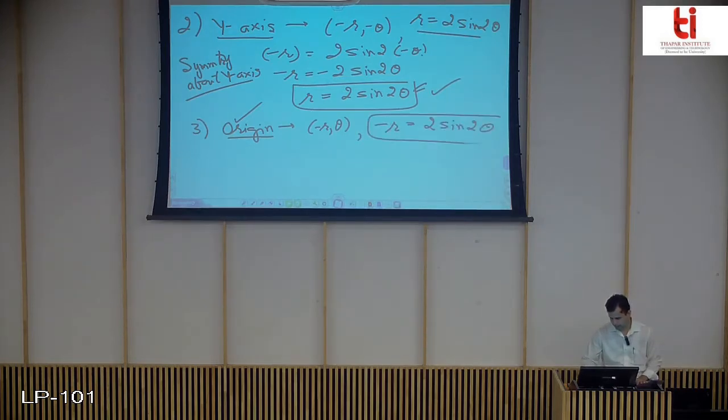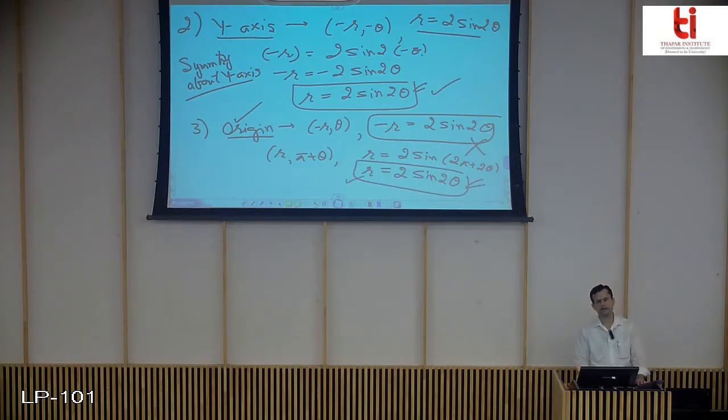For this point, you can see it is not symmetrical, and for the other point, you have r at pi plus theta, and here r is your 2 sine of 2 pi plus 2 theta, and it is again in the first quadrant. So this is sine 2 theta. So clearly you can see now it is symmetrical, and as expected, the curve is symmetrical about the origin.